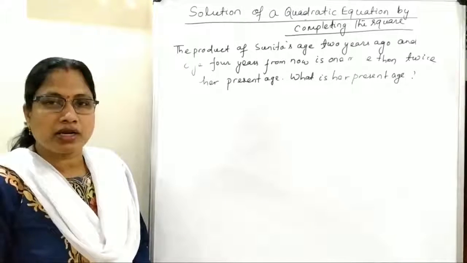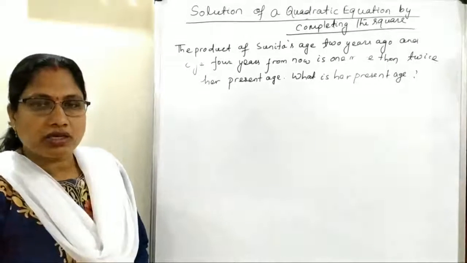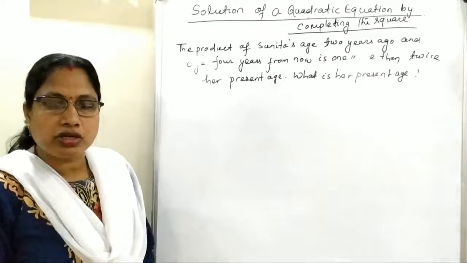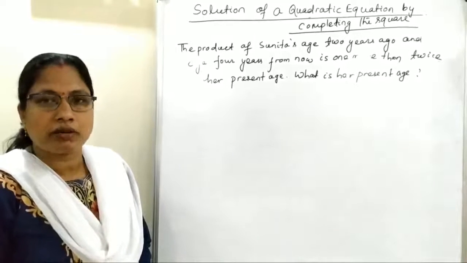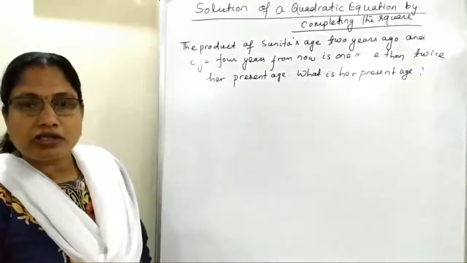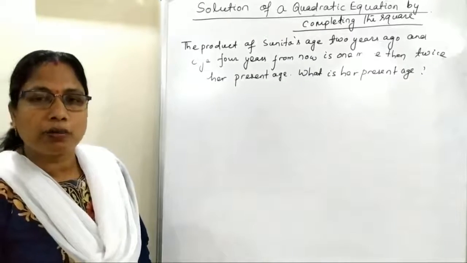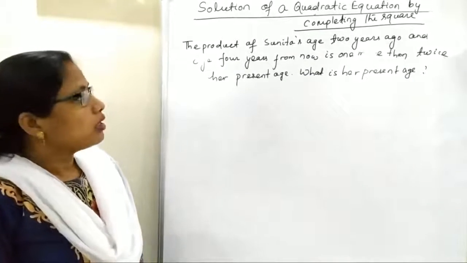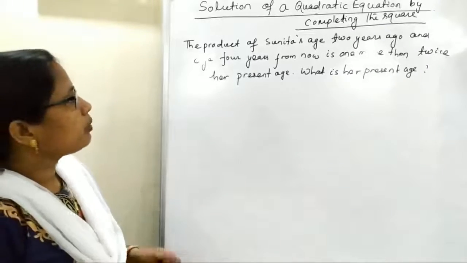In our previous class, we discussed how to find the solution of a quadratic equation by the method of factorization. And here, we will find the solution of a quadratic equation by the completing the square method. So, let us take an example here.